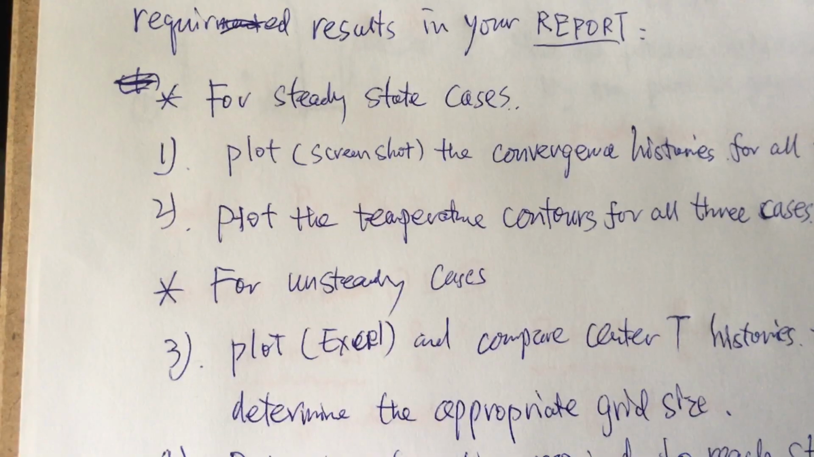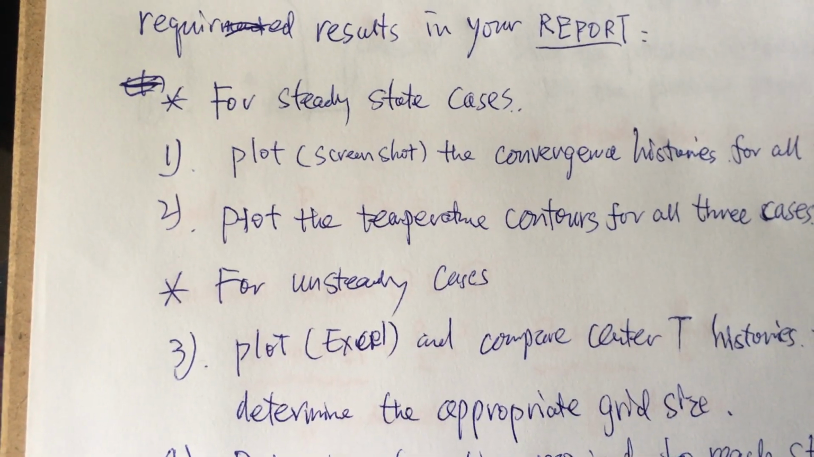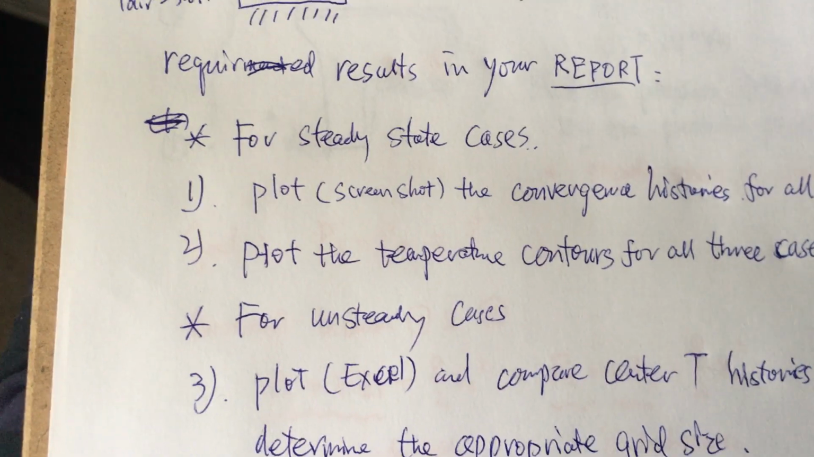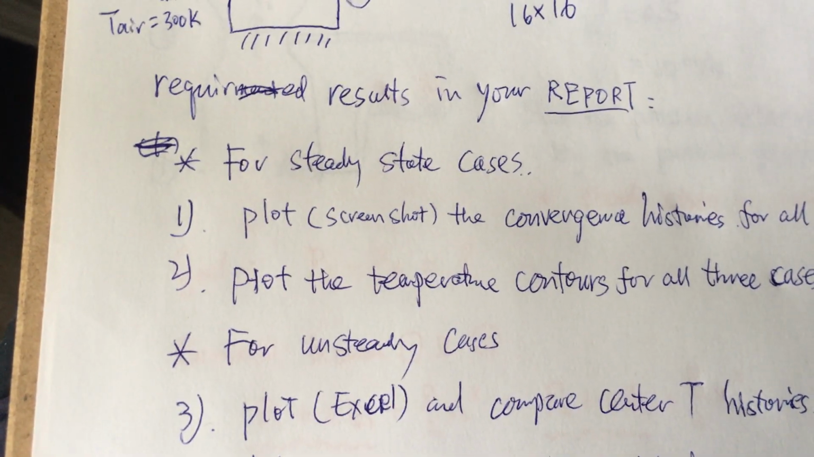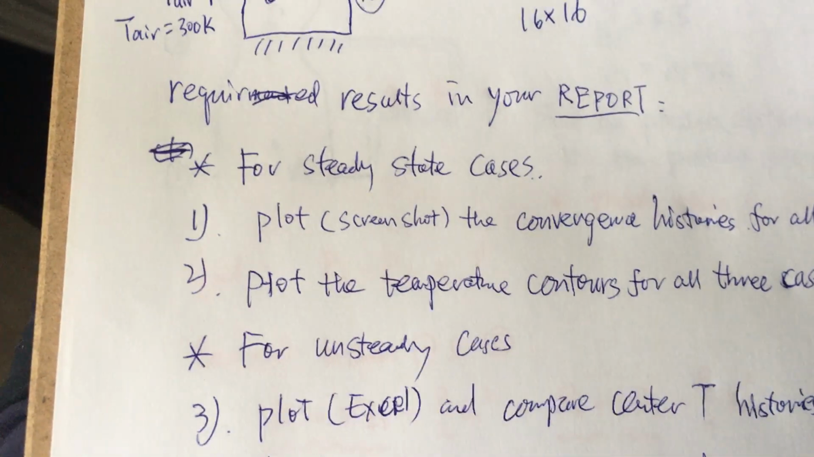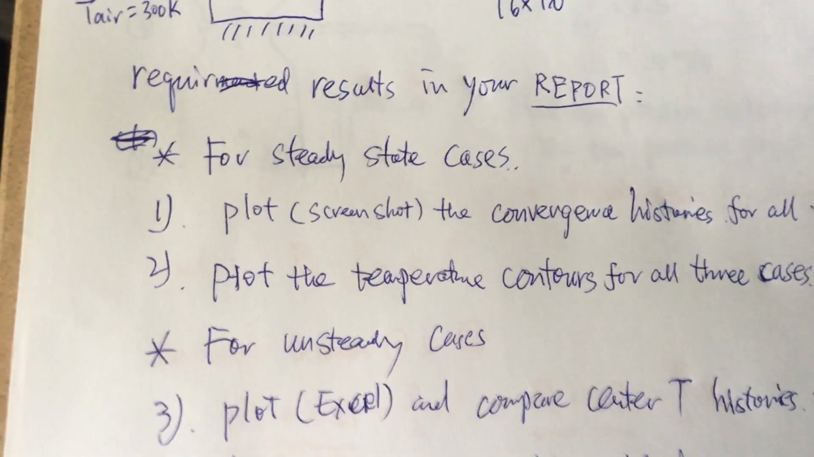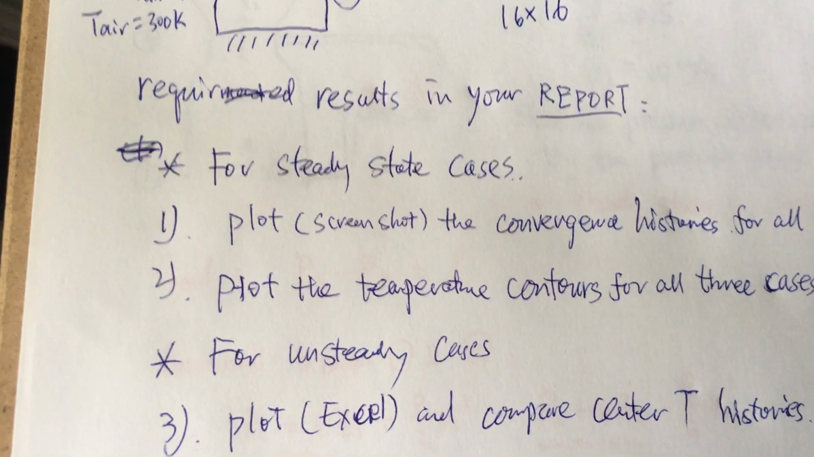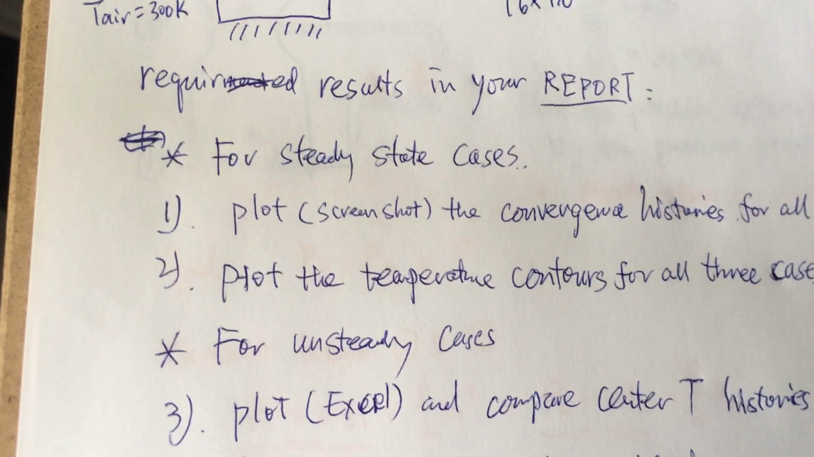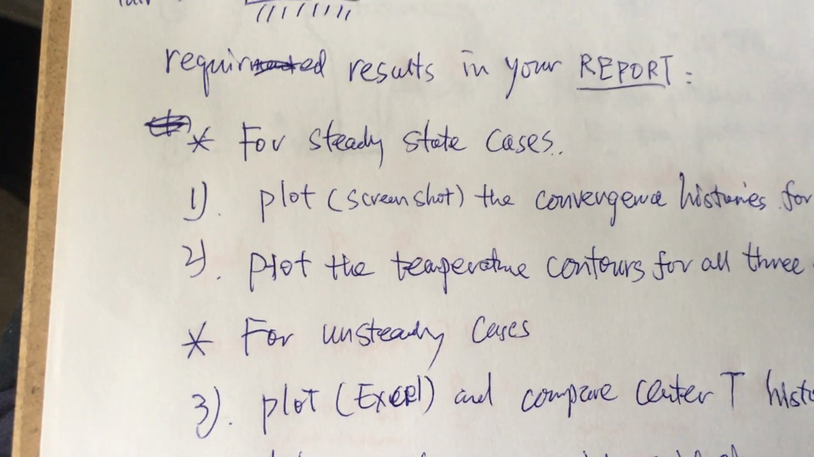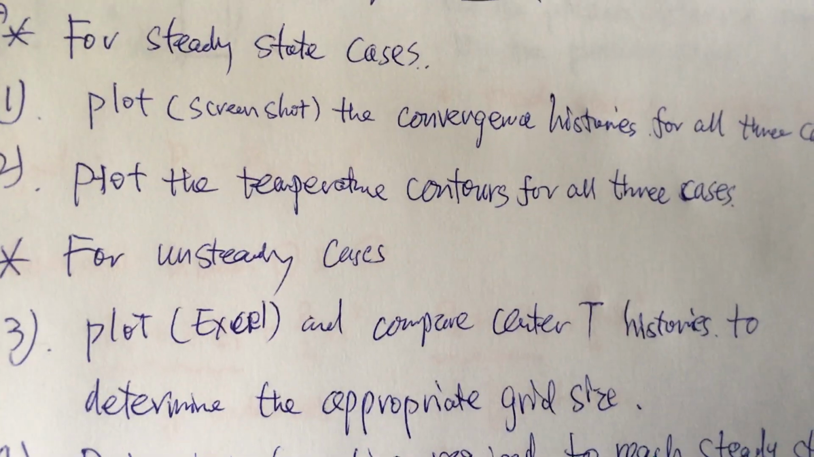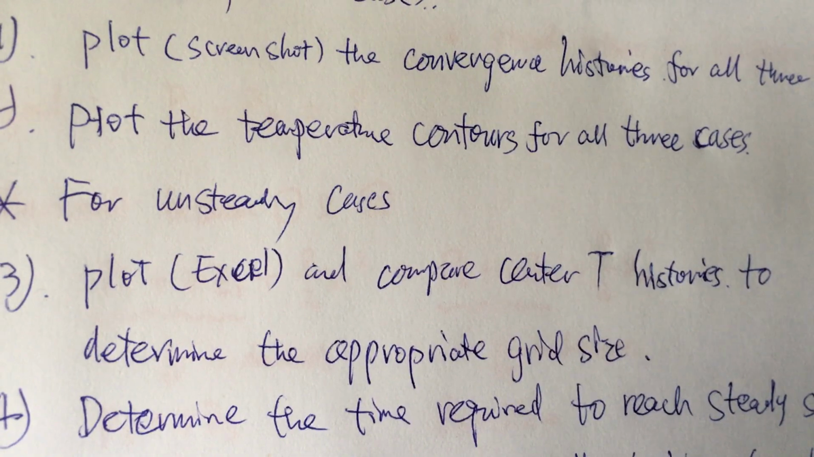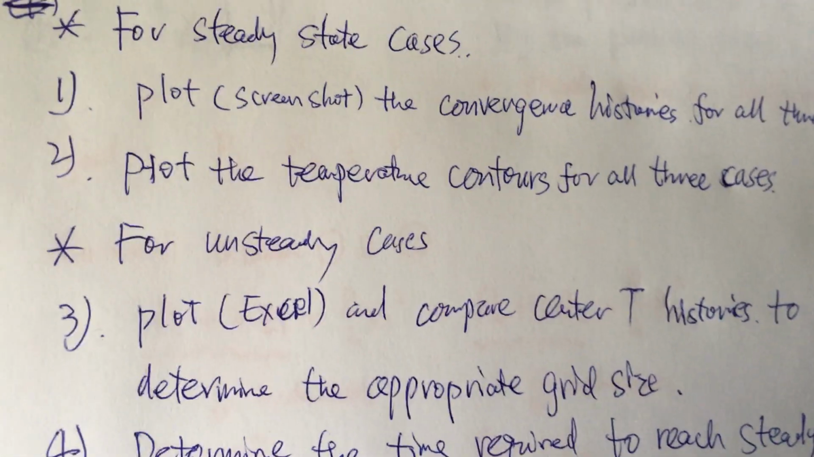The center temperature is the furthest from the boundaries. That's the last point to reach the correct solution. So the temperature is very sensitive, and it's the last location to reach the steady state result. That's why I choose this point for you to compare. The purpose of comparing the time history at the center is to decide the grid size.